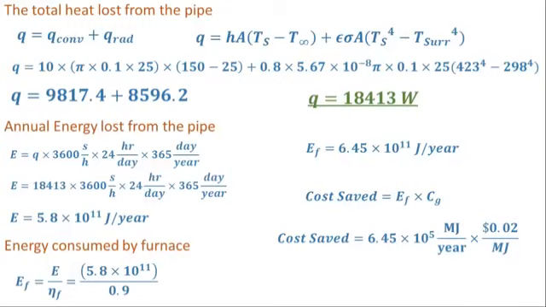Cost save will be calculated as follows. EF is 6.45 exponent 11 joules per year, or it will be equal to 6.45 exponent 5 megajoules per year. The cost of generation is 0.02 dollar per megajoule. So cost save will be around 12,900 dollars per year.